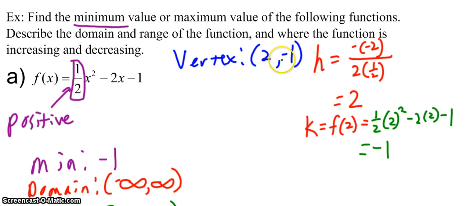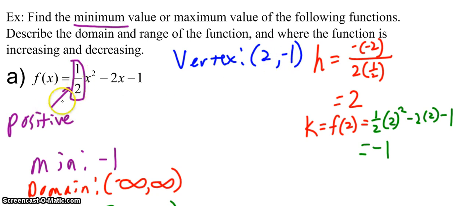So first I found the vertex was at the point (2, -1). How did I do that? Well, I know that h is opposite of b over 2a, and b was -2, so -2 over 2 times a. A was positive 1/2. That simplifies to 2. Then k is f of h, or f of 2, so I plugged in 2 to the equation, and that simplifies to -1. So that's how I got my vertex.